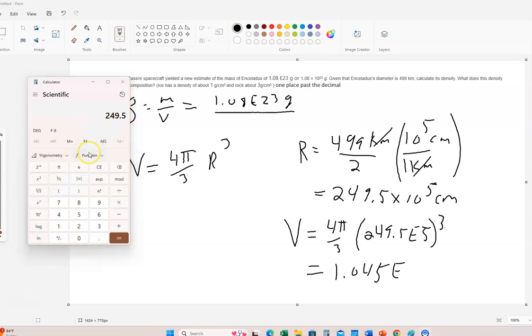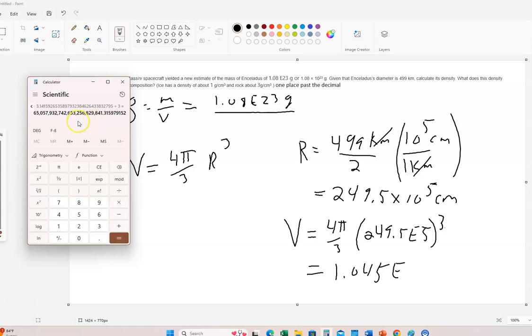I just paused it because I didn't do it right initially. So anyhow, there's the 249.5, and then times 10 to the 5th. The thing that I forgot to do is cube this. So I've got to cube that, raised to the 3rd power, and then we multiply by 4, then multiply by pi, and then divide by 3. So that's the number right there. It's this huge number.